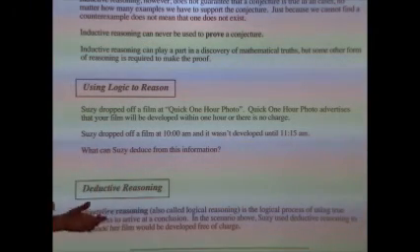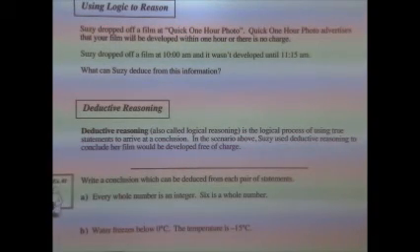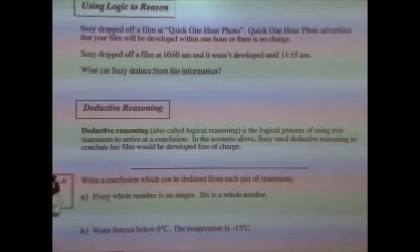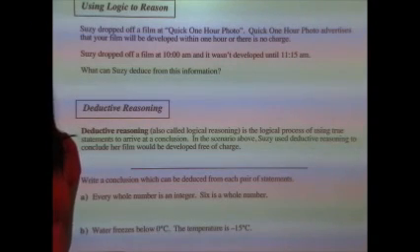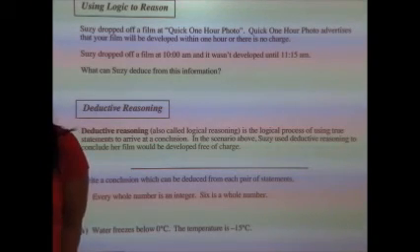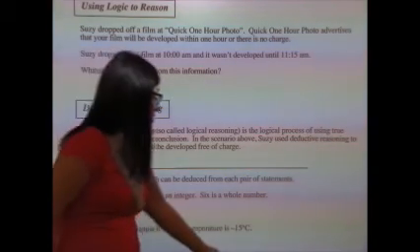I need deductive reasoning. So for example, Susie drops off a film at the quick 1 hour photo. They advertise that your film is developed in 1 hour or there's no charge. So Susie drops the film off at 10 a.m. and it's not ready until 11:15. Well, what can she deduce from this information? What is her conclusion?